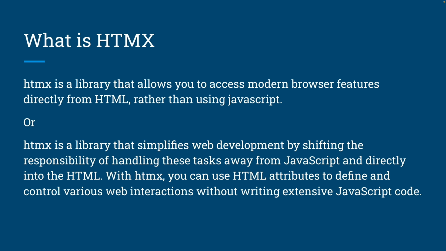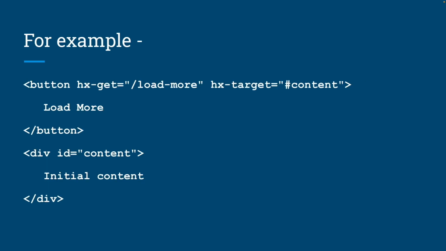HTMX is a library that simplifies web development by shifting the responsibility of handling these tasks away from JavaScript and directly into HTML. That's a very simple example of HTMX. In HTMX, you can see different attributes like hx-get, hx-target, etc. In this simple example, you have a button on a web page, and when the button is clicked, you want to load more content from the server and display it on the page.